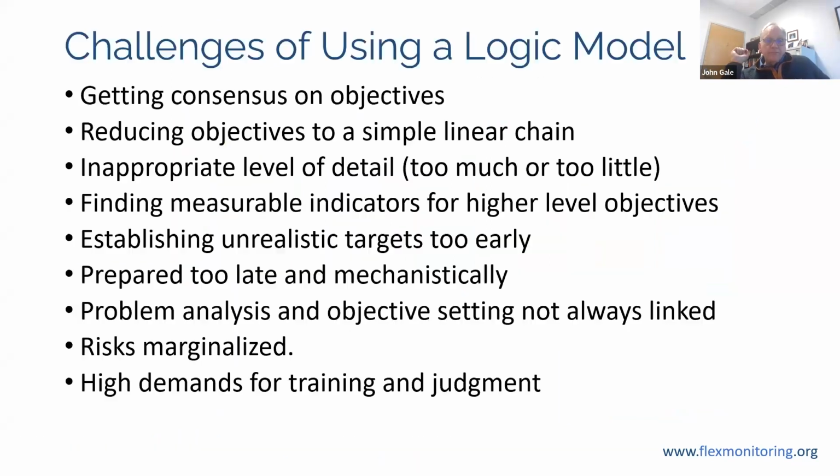Next, please. So some of the challenges: getting your consensus on your objectives, reducing those objectives to a simple linear chain, an inappropriate level of detail, too much or too little. We've all seen logic models you can't make head or tails of, or some that have too little information to really quantify what you're trying to do. Finding the measurable indicators for the higher level objectives, and then setting realistic targets.